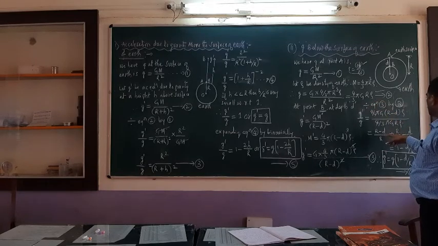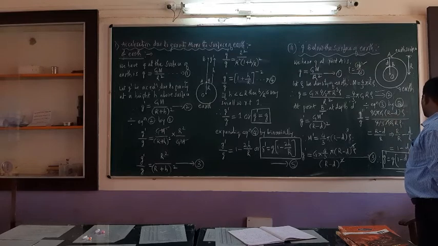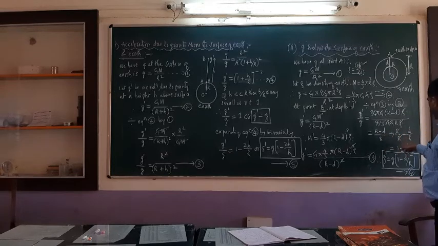Now 4 by 3 cancels, pi cancels, g cancels, rho cancels. So what remains? (r minus d) divided by r remains. You can write this as r by r minus d by r. The r cancels, so it is 1 minus d by r.